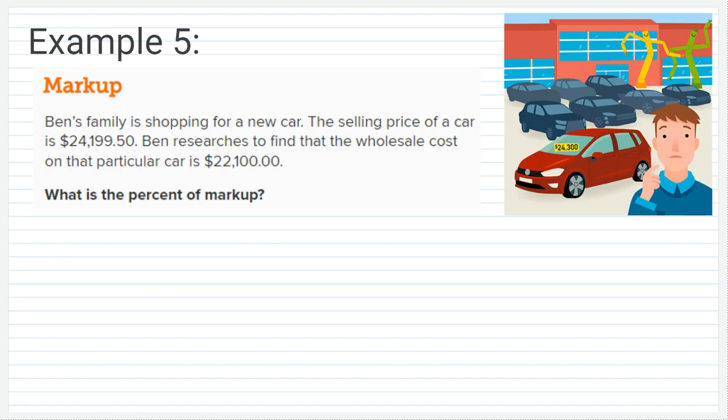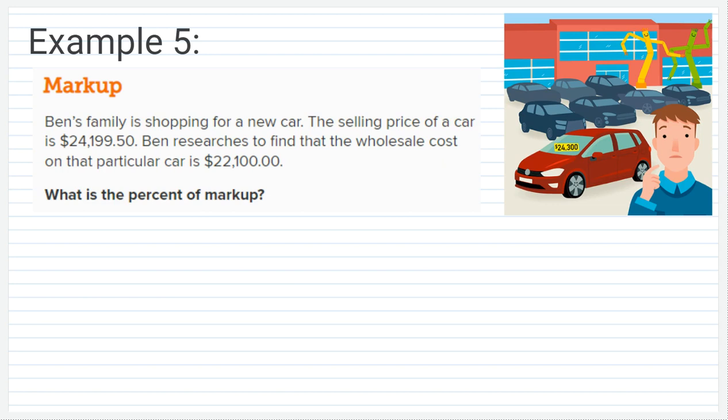In this video, we're going to take a look at calculating the percent of markup, which is very similar to calculating the percent of change. Instead of saying it's a percent increase, it is now called a percent markup, but it is exactly the same thing. So taking a look at our first example, it says Ben's family is shopping for a new car.